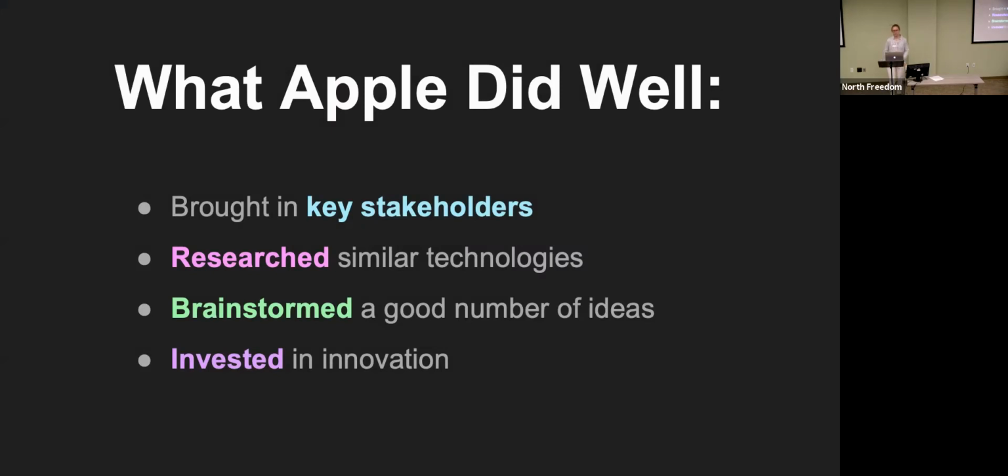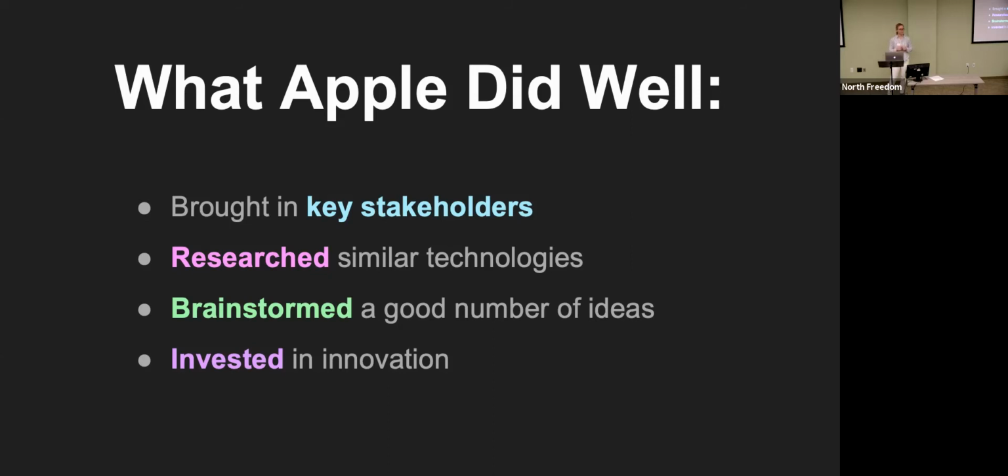And so what did Apple do well? They brought in key stakeholders at the start and allowed them to invest in the product for their far future. And they also did research on the current technology and what might be coming soon. They went to those MIT labs and really did thorough research on where technology might be heading. They sketched their own ideas and they really weren't afraid to invest in this innovation.